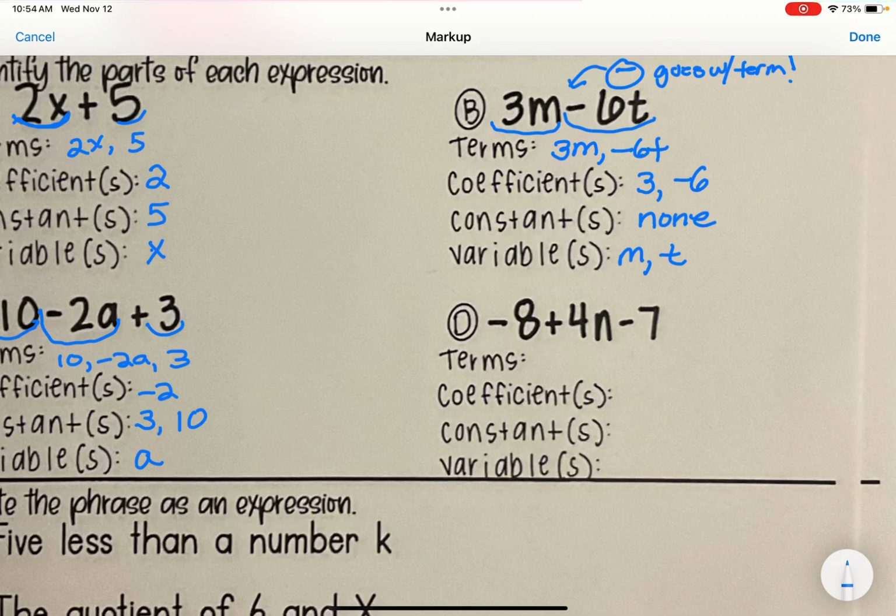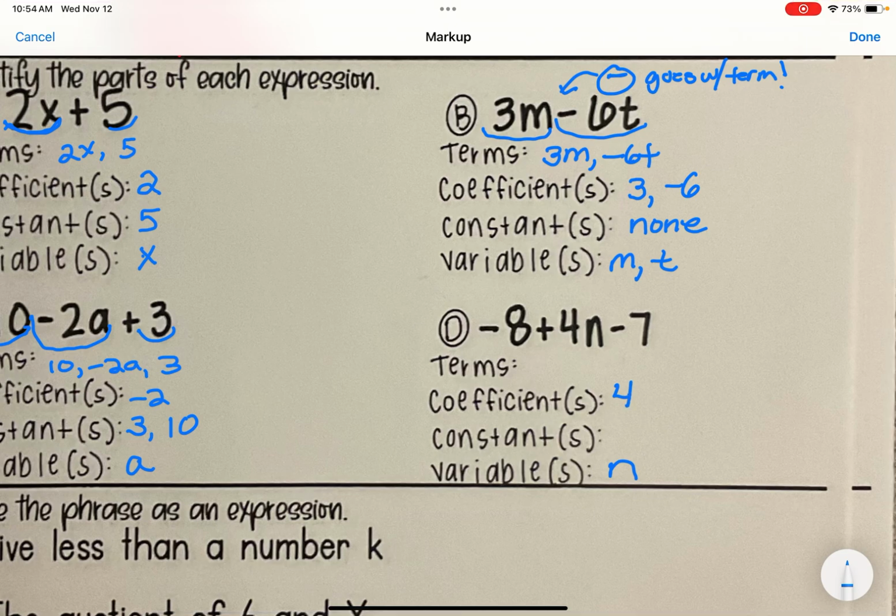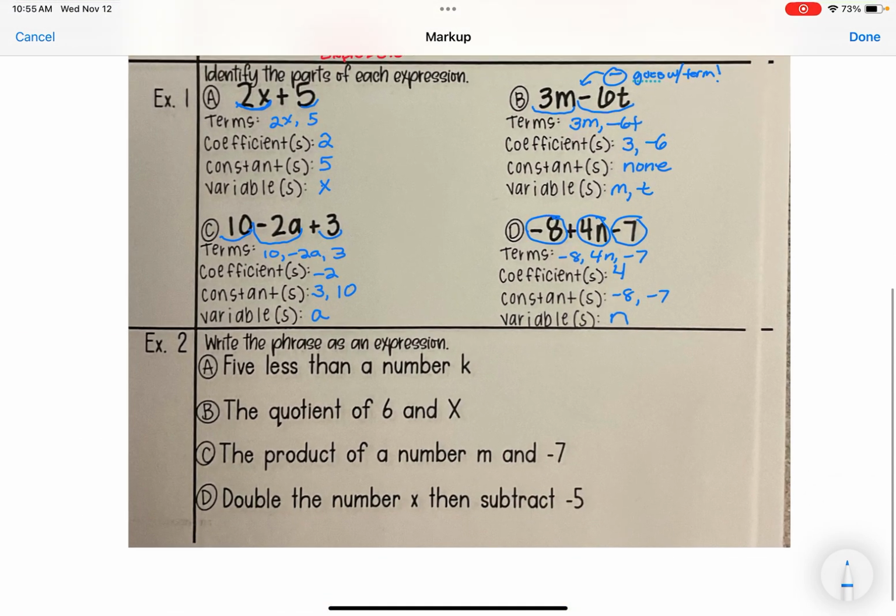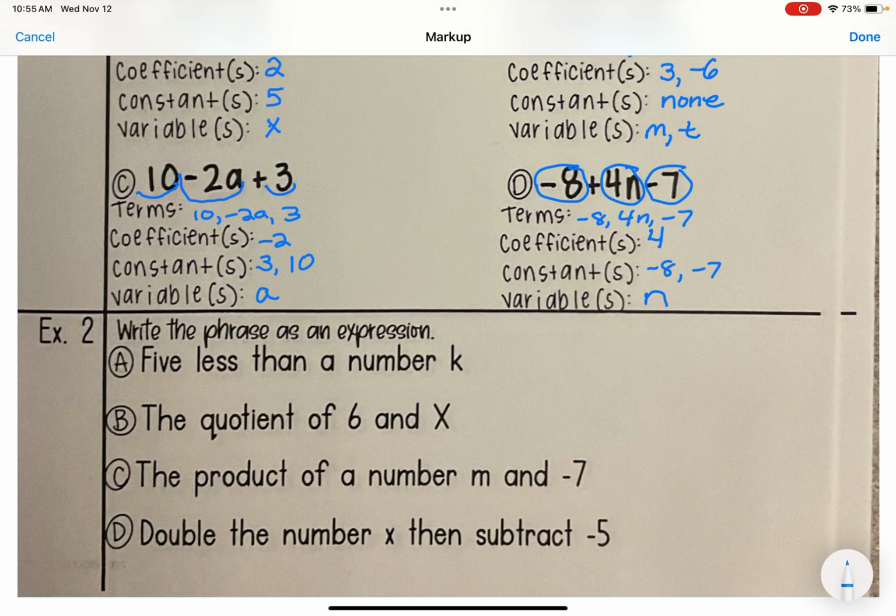Okay, so the variable is an n. The number connected to the variable is a 4, so that's my coefficient. My constants, I have two of them again. I have a -8 and I have a -7. So how many terms do I have altogether? I've got -8, +4n, and -7. I have 3 terms. -8, 4n, -7. Okay? All right, so that's more about the vocabulary and algebraic expressions.